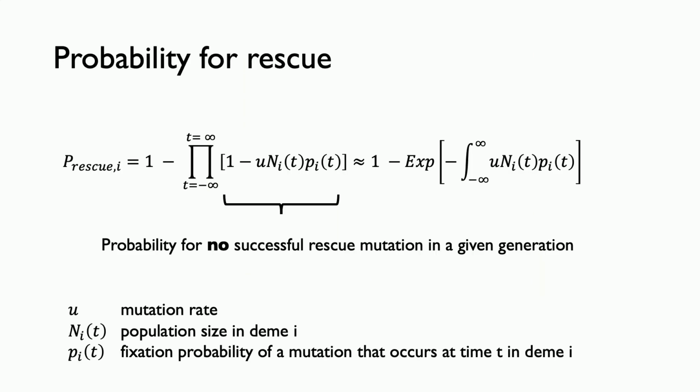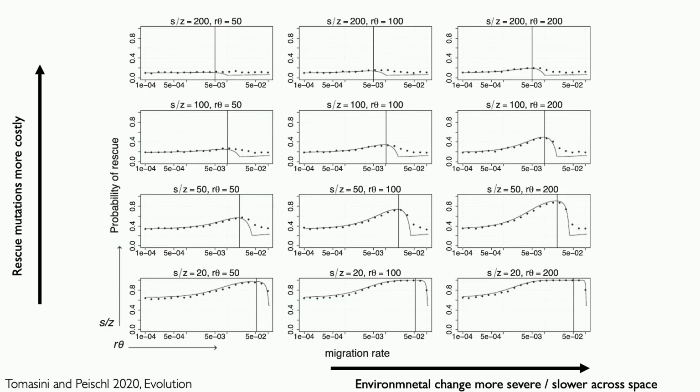So we can check this by just plugging in our population size dynamics and our establishment probabilities in this formula. And this is what we get. This is just a variety of parameter combinations. The lines are the analytical predictions and the points are simulations. We have the probability of rescue on the y-axis here, the migration rate on the x-axis, and from down here to up here, along this second y-axis, we see rescue mutations that become increasingly more costly. So they have a fitness disadvantage in the original environment.